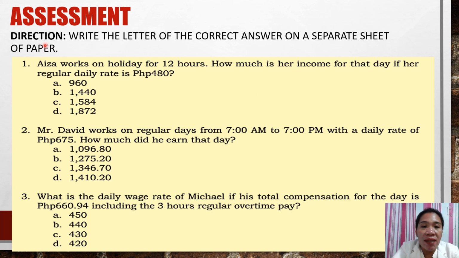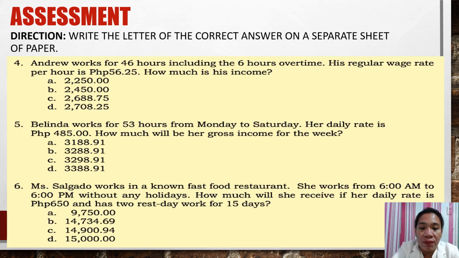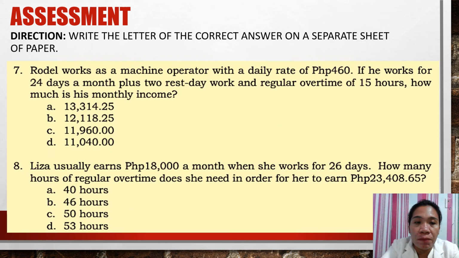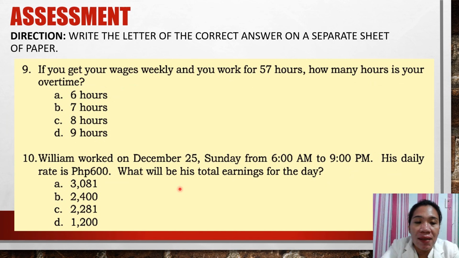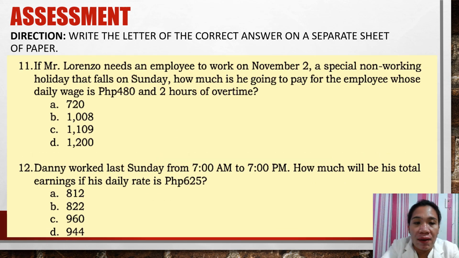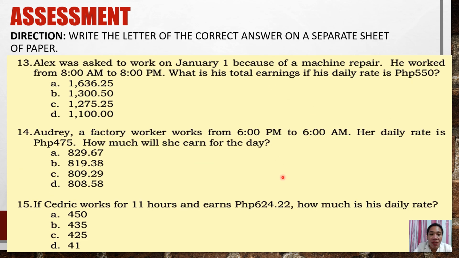Next is your assessment. In your assessment, you are going to write the letter of the correct answer on a separate sheet of paper. So you have here 1, 2, 3, 4, 5, 6, 7, 8, 9, 10, 11, 12, 13, 14, 15.